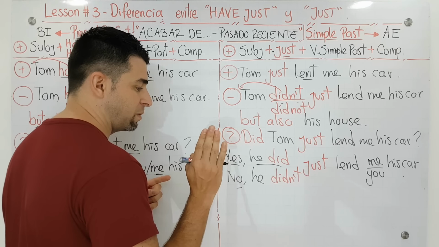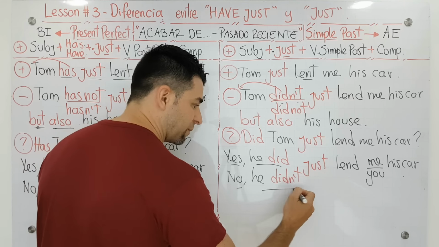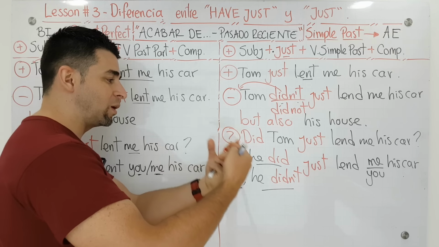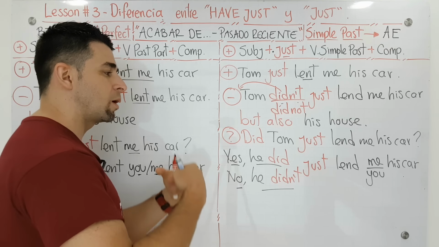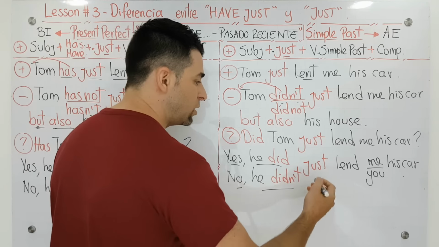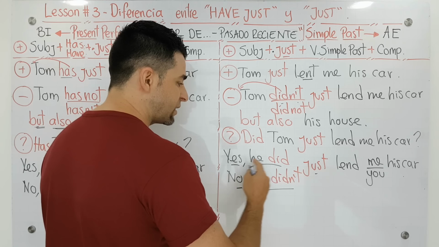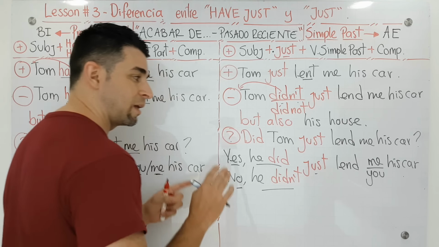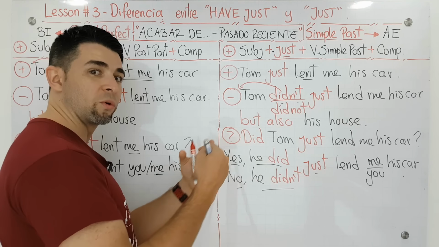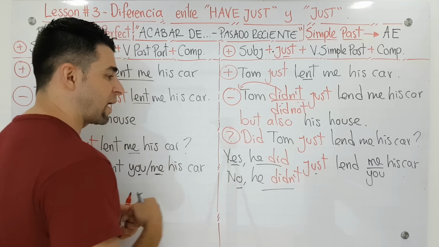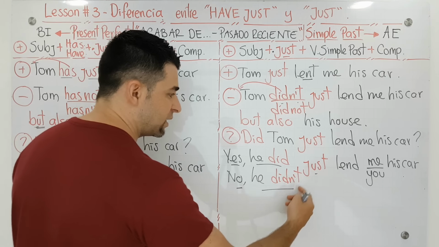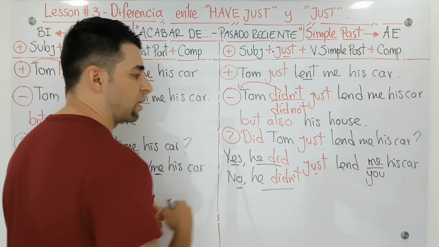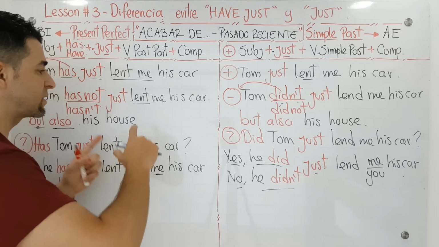Yes, he did. This could be okay. Or no, he didn't. But if you want to add something extra, something additional, something more, you can just add like this. Yes, he did just lend me or lend you his car. Depende de cómo usted quiera responder, si es autorrespuesta o quiere responderle a esa otra persona. Oh no, he didn't just lend me or lend you his car. Bien. Ahí tenemos entonces estas estructuras.